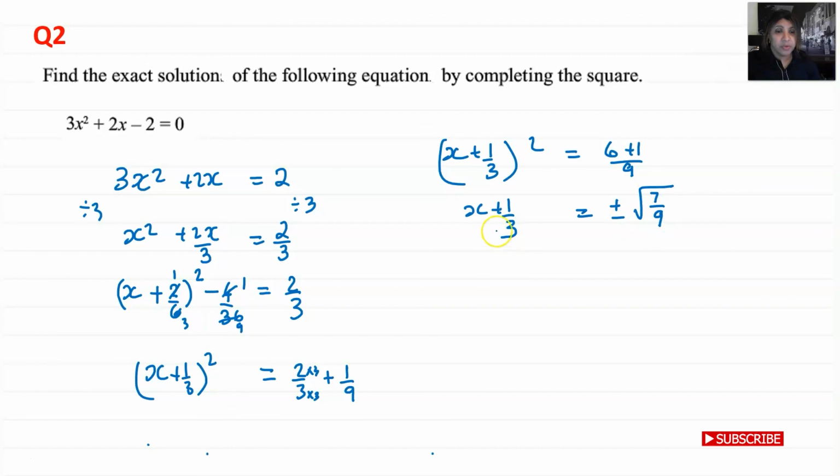Okay, so I'm now going to remove the 1 over 3 by subtracting 1 over 3 from both sides. I'll end up with x equals negative 1 over 3 plus or minus. I can take this 9 out of the root because the square root of 9 is 3. So with the denominator I'll have 3, and then I'm left with root 7 over here. So your first answer will be minus 1 over 3 plus root 7 over 3, and your second solution will be minus 1 over 3 minus root 7 over 3. And that's how you have to leave it, because we want this as the exact solution.